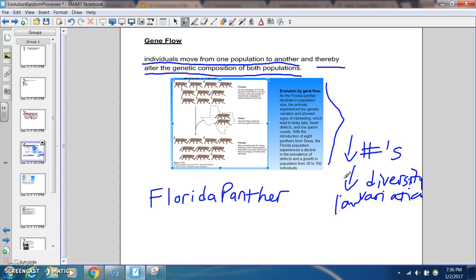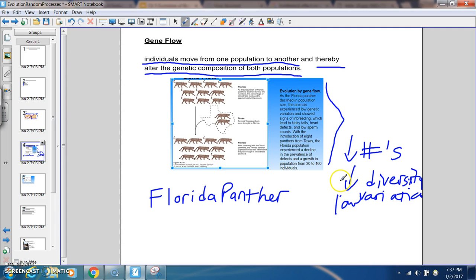In the case of the Florida panther, they showed signs of inbreeding. Number one, they started to have kinky tails, kind of like tails that were like a pig. They also saw through analysis that their hearts had defects in them. And they also had low sperm counts. So these are three phenotypes that were expressed as a result of low genetic variation.